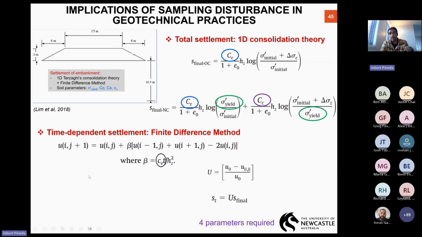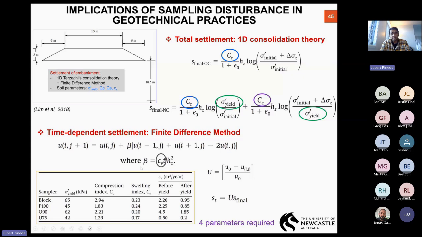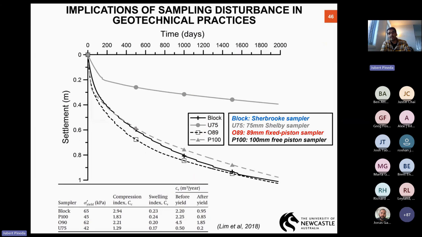So we need the recompression index CR, we need the preconsolidation stress or yield stress, we need the CC, and we need the CD to calculate the pore pressure. So what we have done back in 2018, we have collected those numbers from the test I just explained to you before, test done on block specimens, on free piston sampler P100, on fixed piston sampler 090, and the Shelby tube U75s. You see that the numbers for each property change because the sample quality is different. But we have done this analysis in order to calculate what is the settlement estimated based on those parameters.